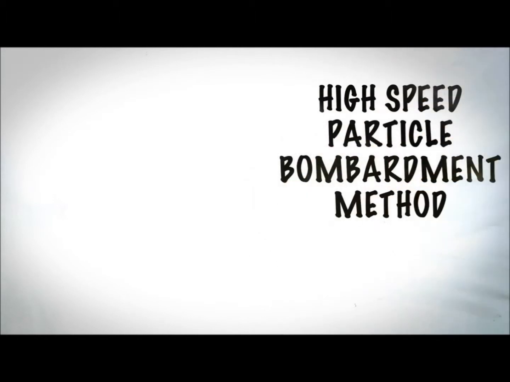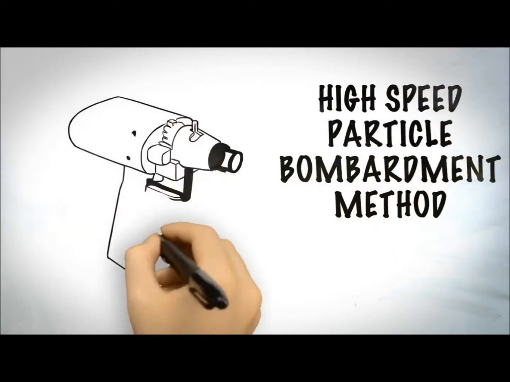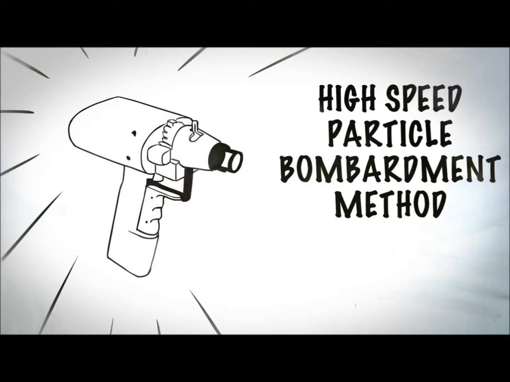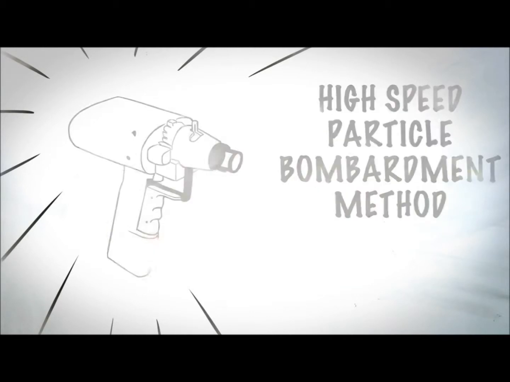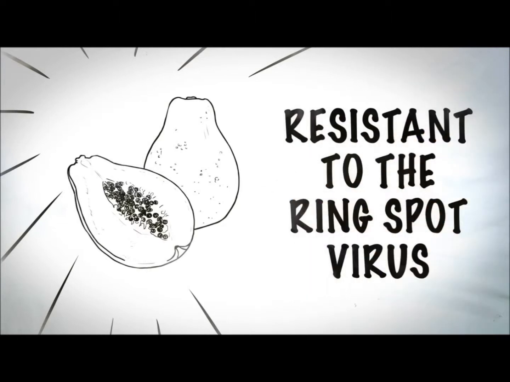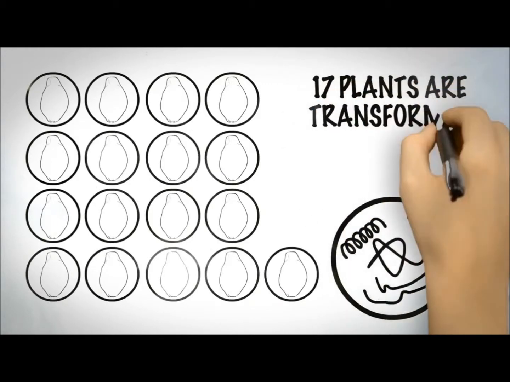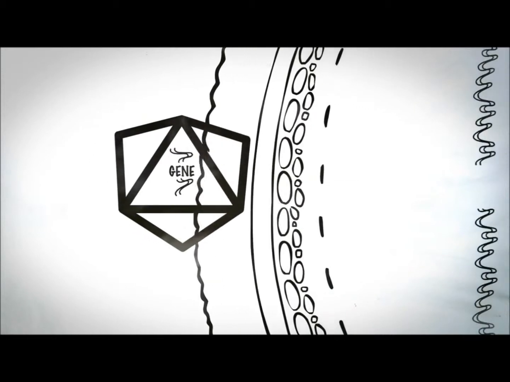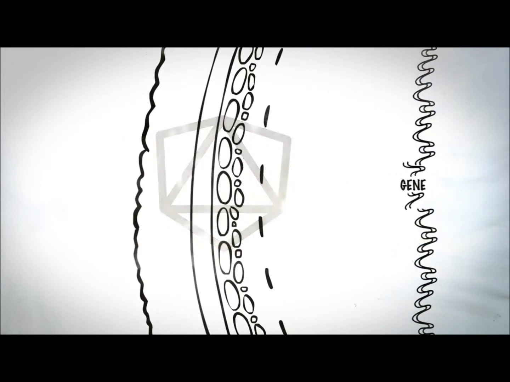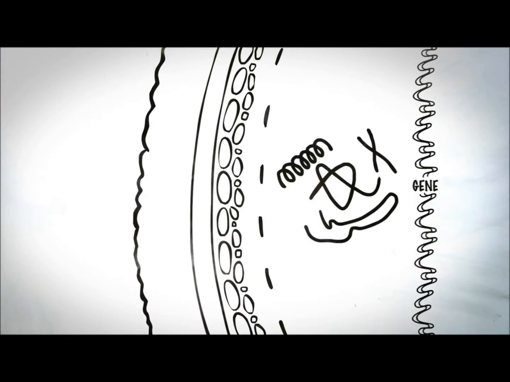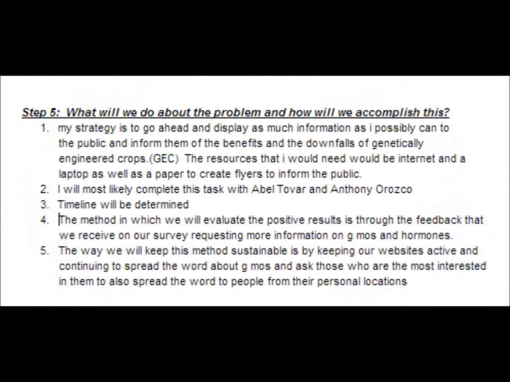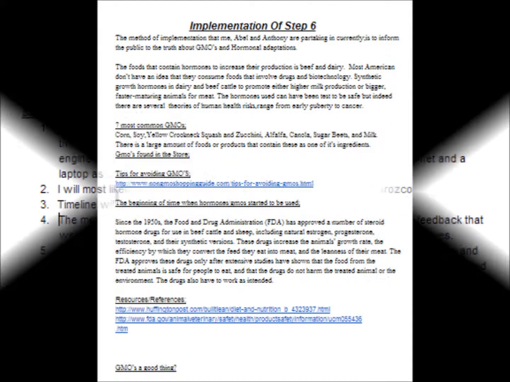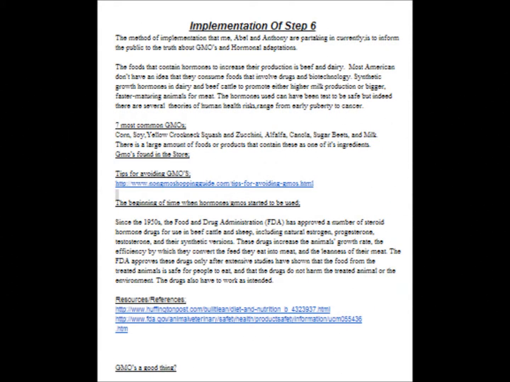I started on step 5. Step 5 was how I was going to accomplish my goal, or my strategy. My strategy was to display as much information as I possibly can to the public and inform them on the benefits and downfalls of genetically modified crops. The resources that I would need would be the internet and laptop, as well as paper to create flyers in front of the public. I had completed this task with Abel at the academic once we grouped up. We had administered multiple surveys, and we ended up getting positive feedback.